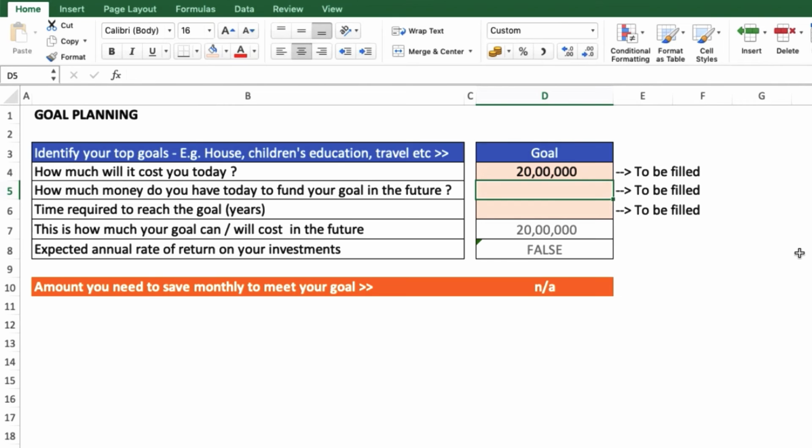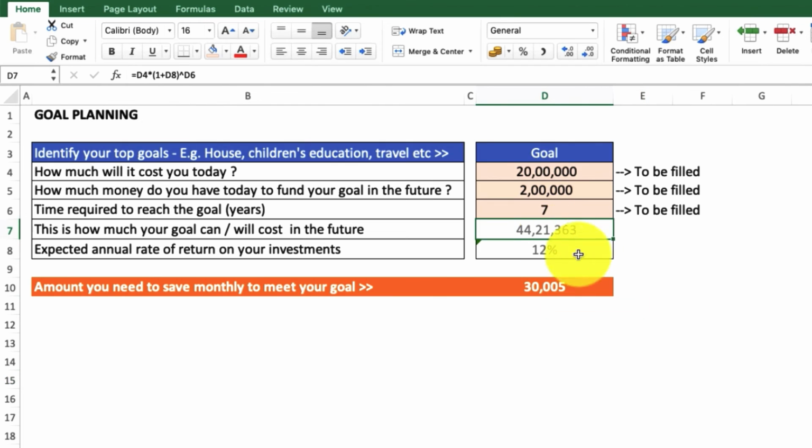How much money do you have today to fund your goal? Let's say I have 2 lakh rupees. Time required to reach the goal. Let's say your child is 10 years of age and you have 7 years to reach this goal. So at 12% per year kind of return, you need 30,000 rupees per month to save to achieve your goal.